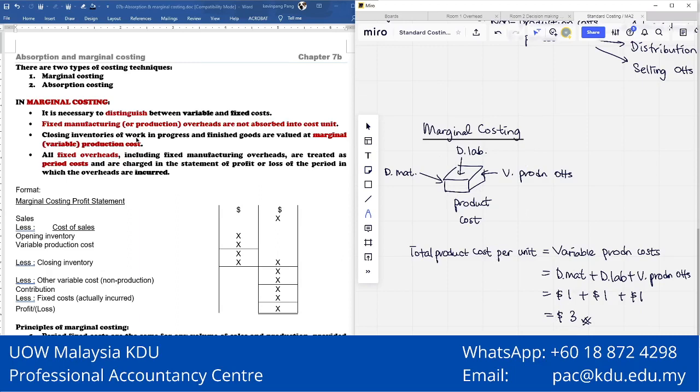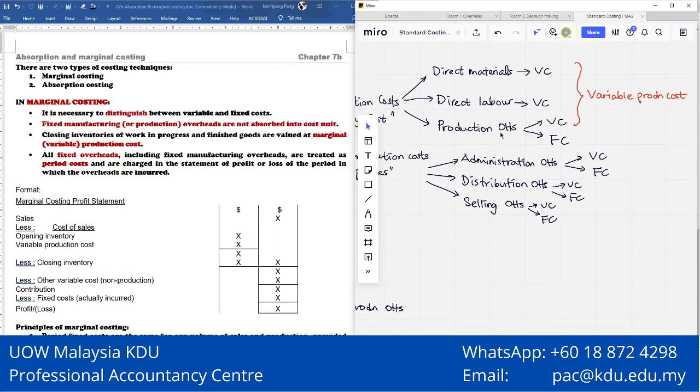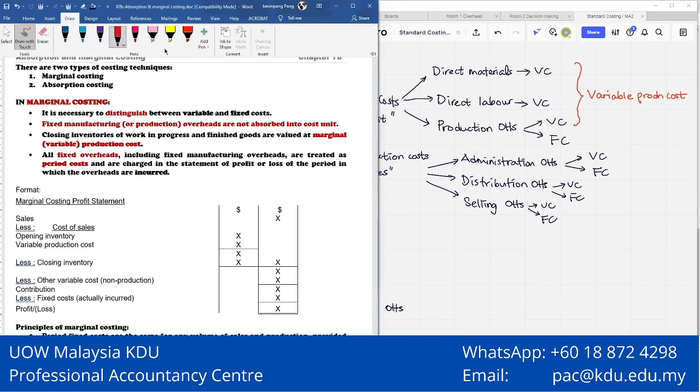Closing inventory of work in progress and finished goods were all valued at marginal production cost, or variable production cost. But how about the fixed? The fixed production overhead will be treated as a period cost under marginal costing.